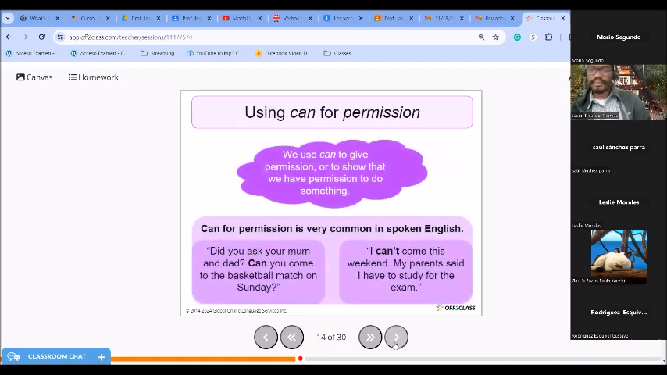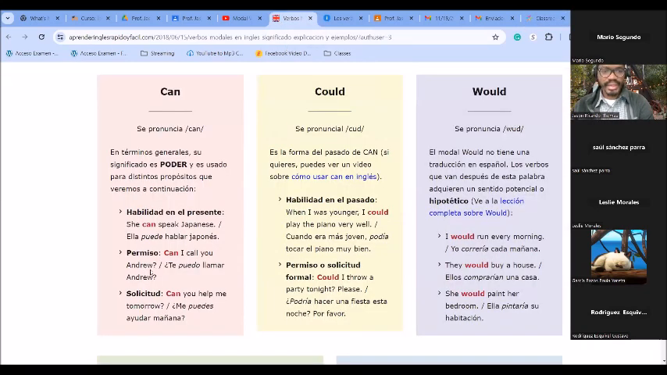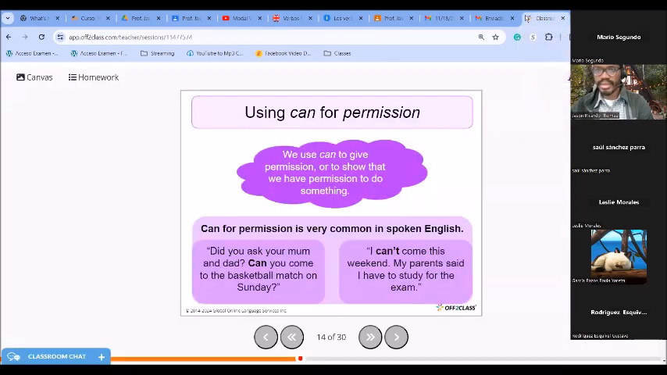All right? Now, when do we use this can in question form? Notice here, we're saying that we use it when we're asking for permission or we're trying to get help, right? Let's dive in a little bit deeper. This time, read for us, Paula. Yes. Using can for permission. We can use can to give permission or to show that we have permission to do something. Can for permission is very common in spoken English.